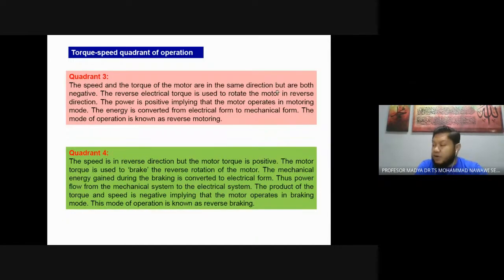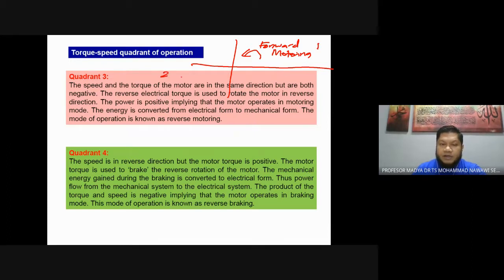The next, on quadrant 3, we have this energy converted from electrical form to mechanical. Quadrant 3 is reverse motoring. Remember, we talk about motoring in that direction. Omega M positive is in that direction. Forward motoring. Okay, and therefore in the third quadrant, so this is the first quadrant.